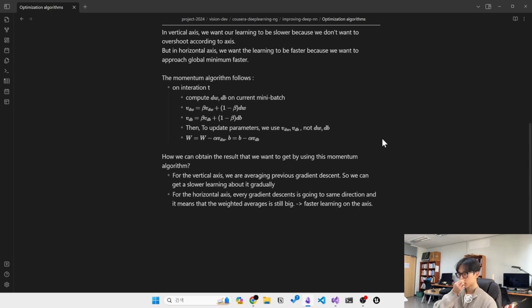And of course, this process is initialized with VdW equals 0. Note that this is a matrix of zeros with the same dimension as dW, which is the same dimension as W, and Vdb is also initialized to a vector of 0, so the same dimension as db, which in turn has the same dimension as b.